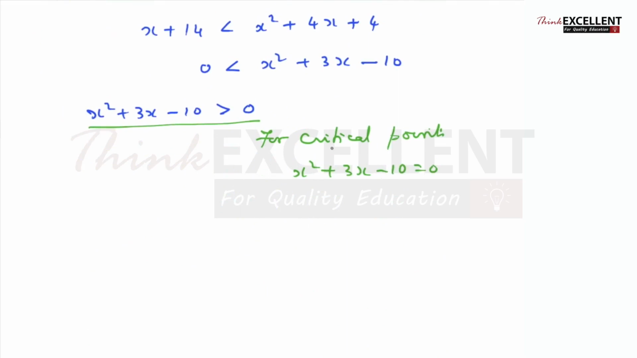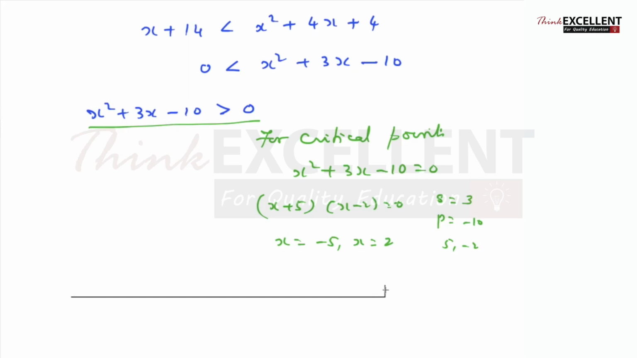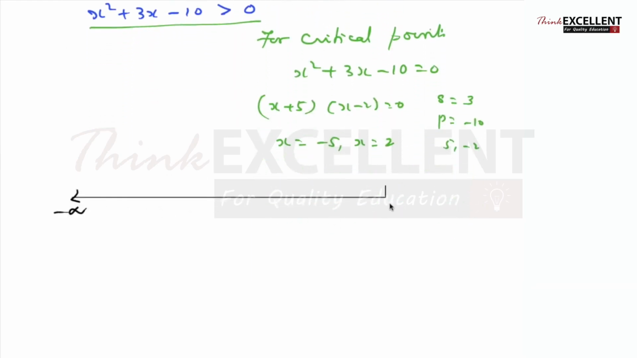Now listen. For critical points, you have to solve it. Can you solve it? Sum is 3 and product is minus 10. Which numbers? 5 and minus 2. So x plus 5 into x minus 2 equal to 0. So x is equal to minus 5 and x equal to 2. Now you draw a number line, from minus infinity to plus infinity, and mark these two critical numbers. Minus 5 is on the left side and 2 is here. You are getting the different intervals.